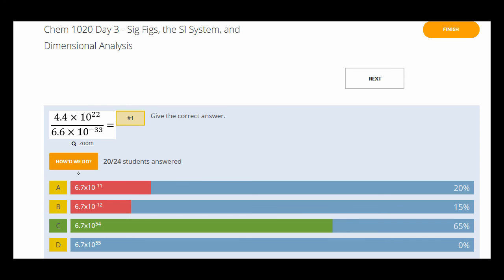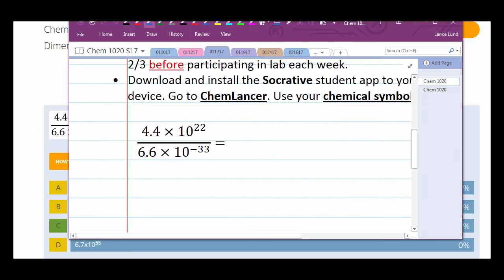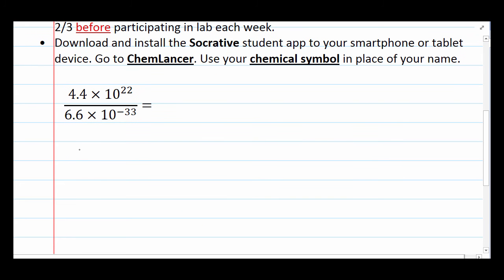We have 4.4 times 10 to the 22nd over 6.6 times 10 to the negative 33rd. So if we come back here, check out the way that we would enter this into our calculators. We should enter it like this: 4.4, and then which button do we hit? EE or EXP, depending upon your model calculator. Some of you might have a times 10 to the X button. Then you would put in 22, and then what's next?